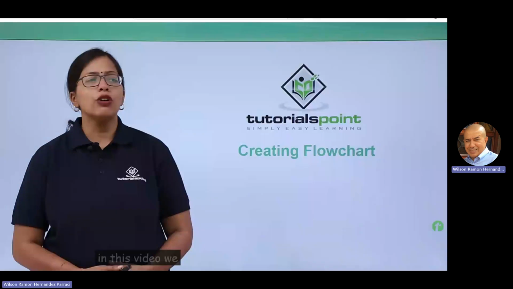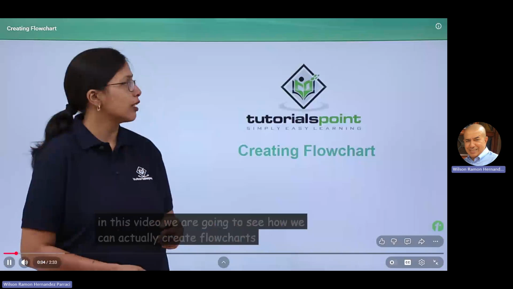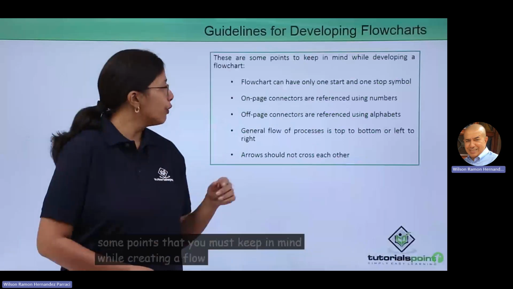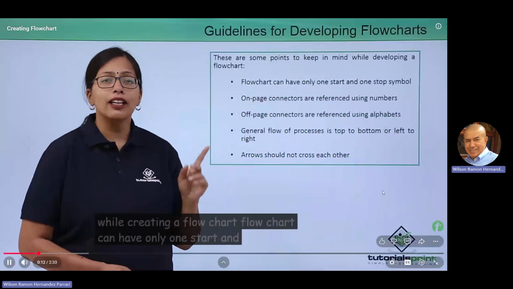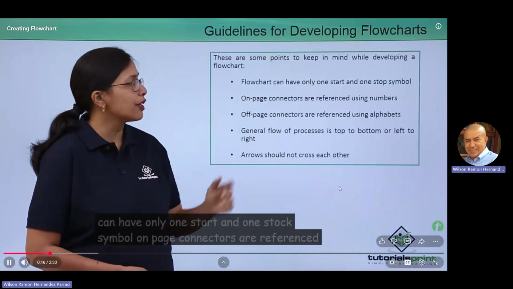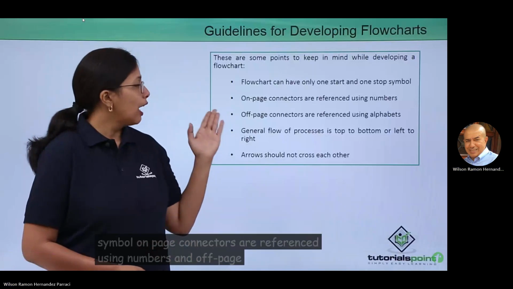We are going to see how we can actually create flowcharts. These are some points that you must keep in mind while creating a flowchart. A flowchart can have only one start and one stop symbol. On-page connectors are referenced using numbers.